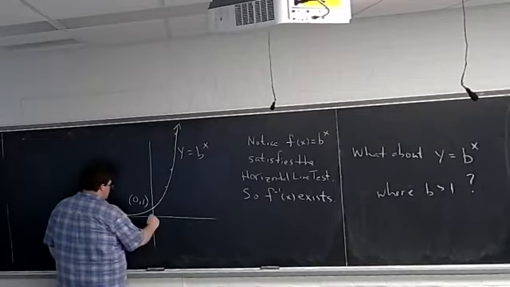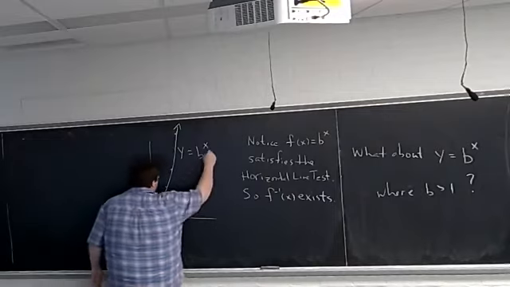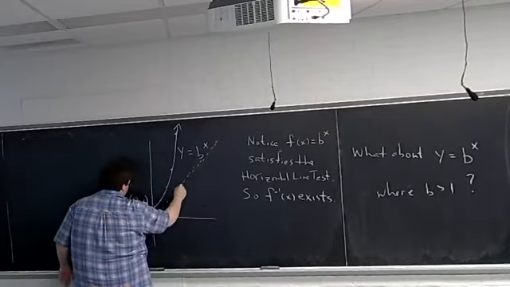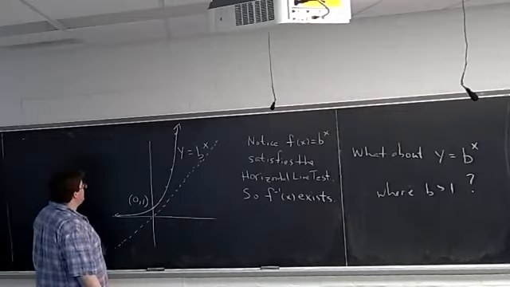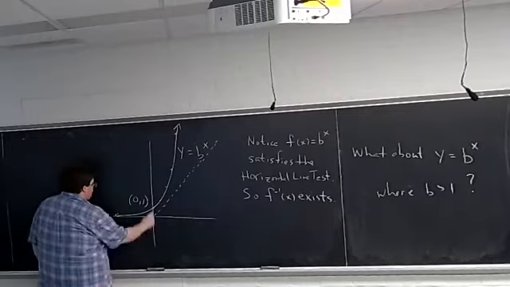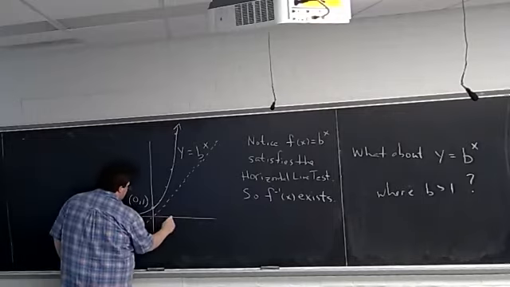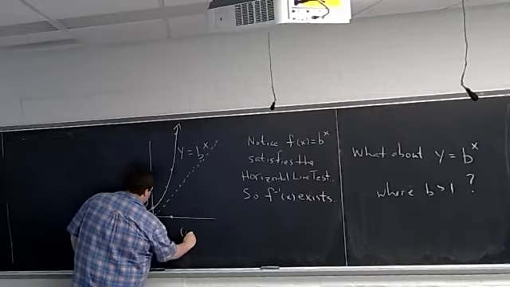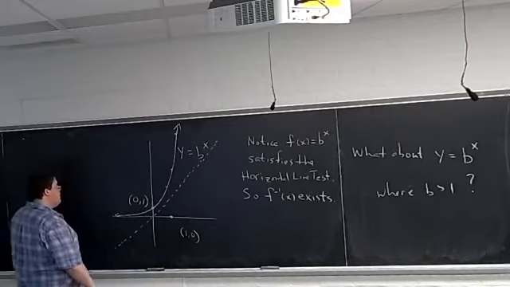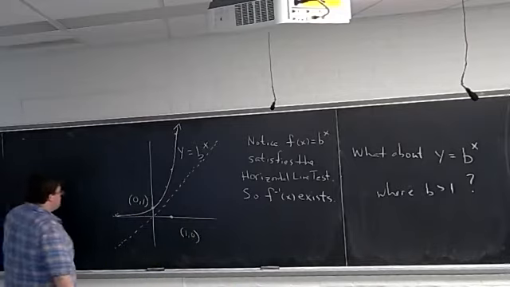Well, let's see what it looks like. Here's the line y equals x. Flip that over the line y equals x. This point, (0, 1), is now going to move over here to (1, 0). And the rest follows accordingly.